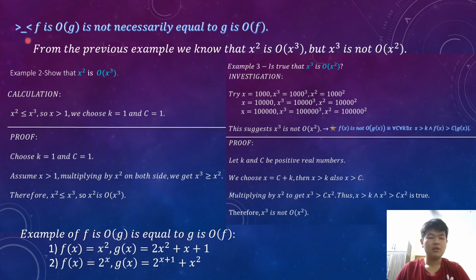This is important. f is Big O of g is not necessarily equivalent to g is Big O of f. From the previous examples, we know that x squared is Big O of x cubed, but x cubed is not Big O of x squared. We can see these two, and of course it is also possible that f is Big O of g and g is Big O of f, like these two examples.